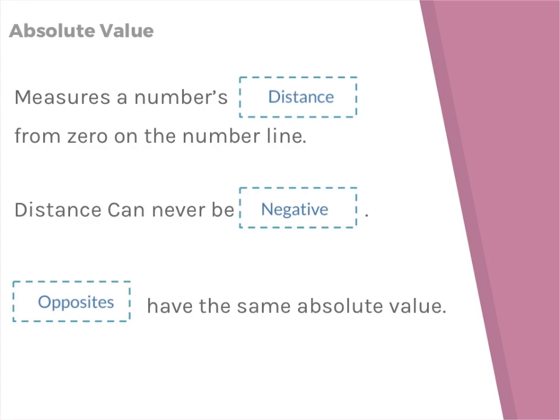And opposites have the same absolute value because they're the same distance from 0. So positive 3 is 3 spaces away from 0. Negative 3 is 3 spaces away from 0. So they have the same absolute value. They're both 3 spaces away from 0. Let's try some examples and practice problems.